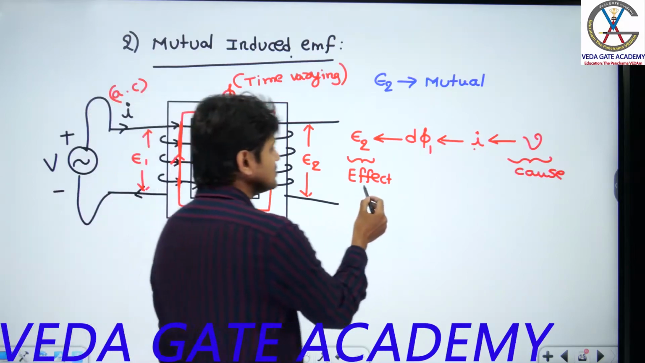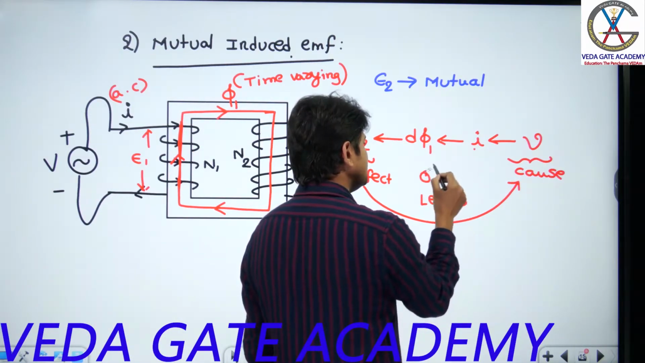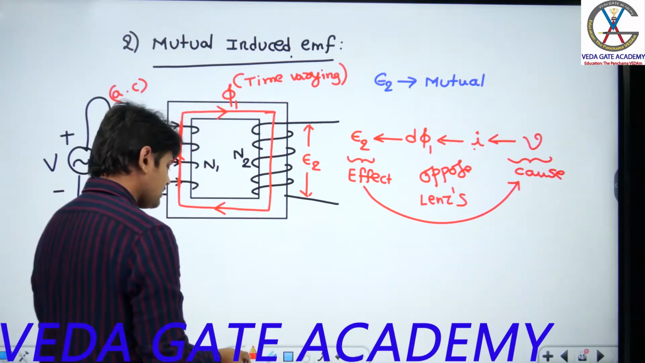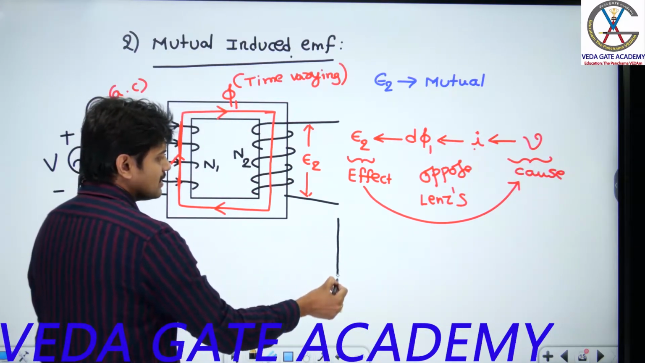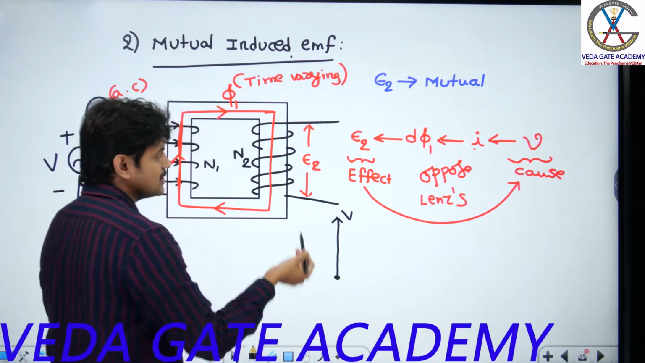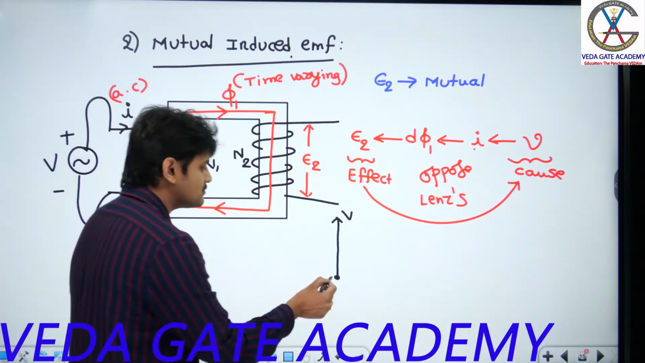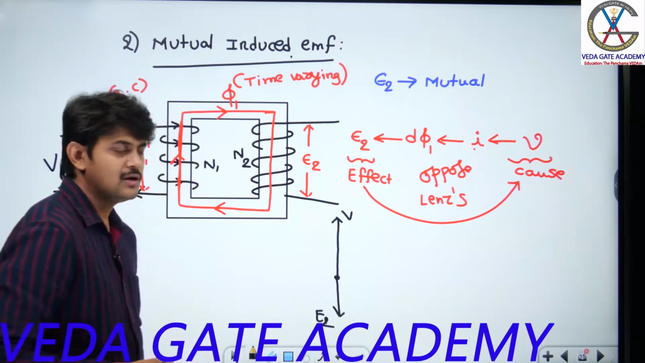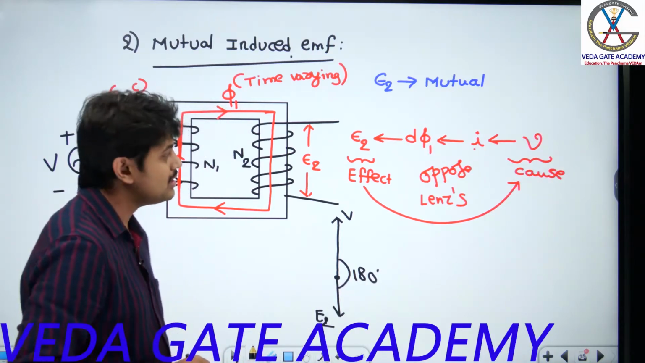So according to Lenz's law, my effect will try to oppose the changes in cause. That means if I try to write the voltage vector, if the applied voltage vector is in this direction, can you tell me the mutual induced EMF vector direction? It will exactly oppose. Oppose means 180 degrees out of phase. So this is my E2, which is nothing but the mutual induced EMF. The angle between these two is how much? 180 degrees.